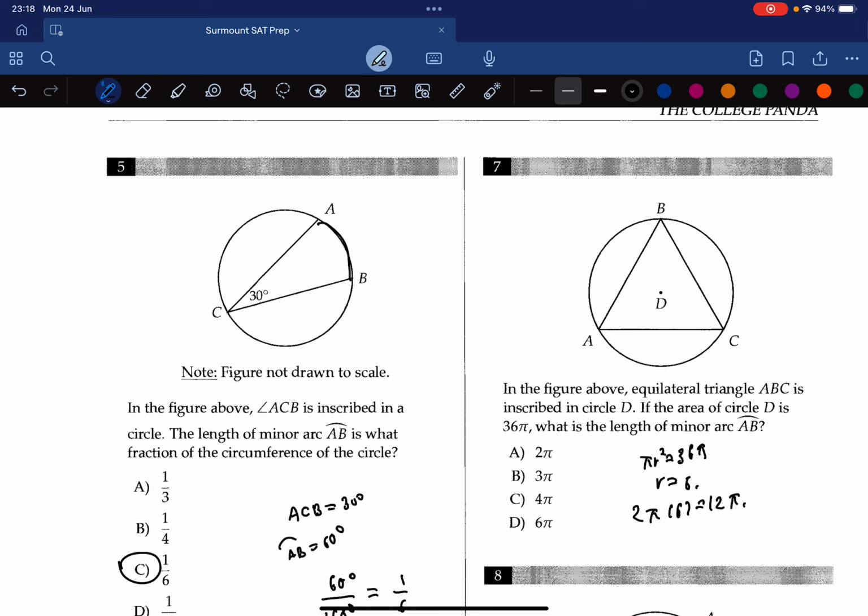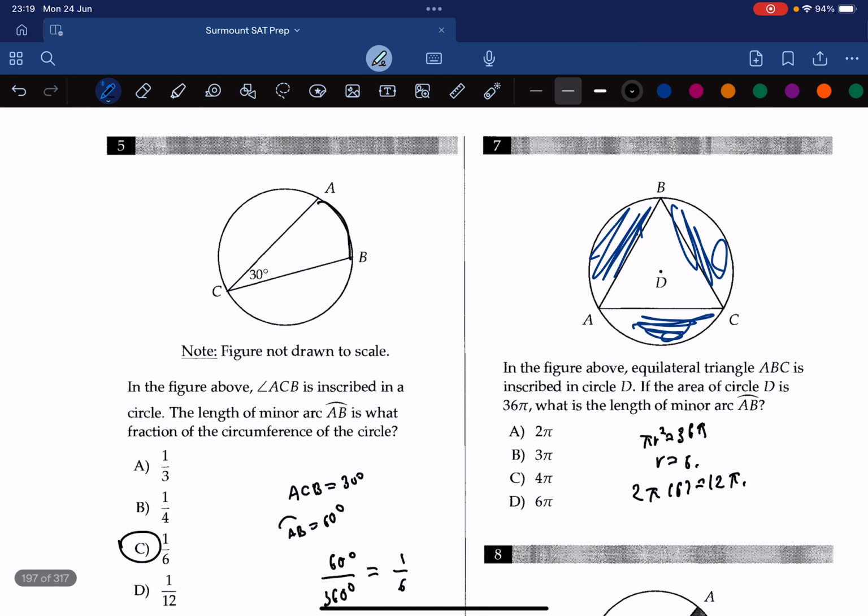And because we can see that the equilateral triangle splits our circle into 3 equal parts, and arc AB is one of those 3 pieces, right? So all we need to do is multiply this by 1/3, so we get 4 pi.